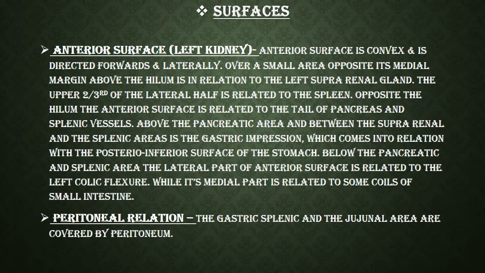The gastric, splenic, and jejunal areas are covered by the peritoneum. The gastric area is covered by the peritoneum of the lesser sac, whereas the splenic and the intestinal areas are covered by the peritoneum of the greater sac.